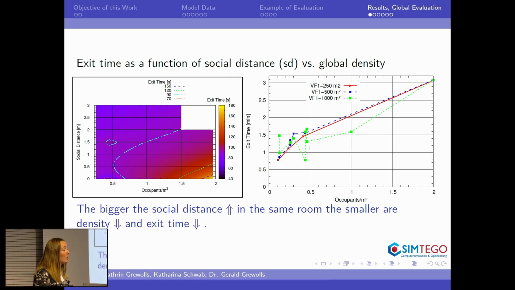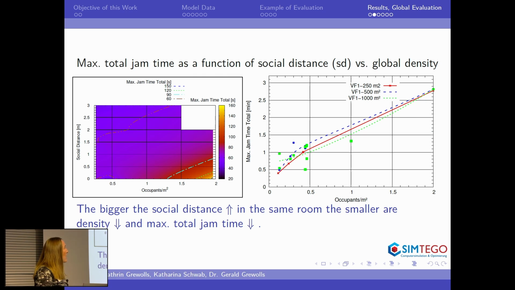And what we found out was pretty simple: the bigger the social distance in the same room, the smaller the density and the exit times. And by the way, when we printed the same for max total jam time, we found the same. The bigger the social distance, the smaller the density, and then the smaller the max total jam time.